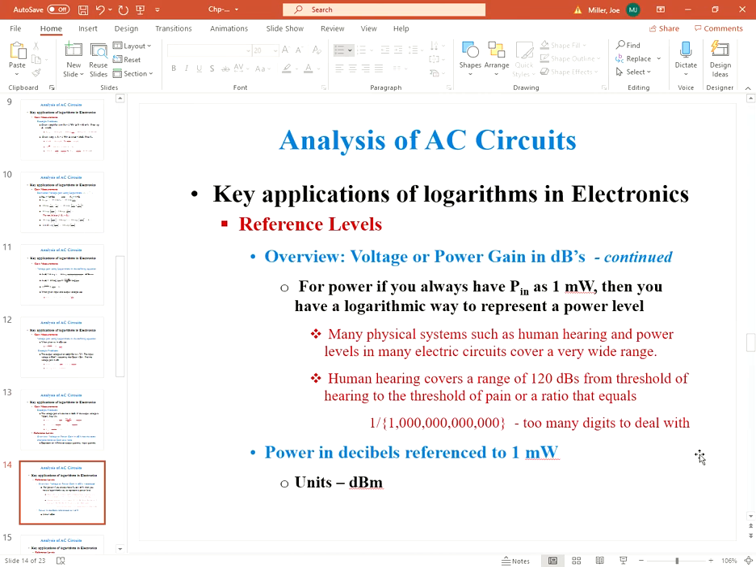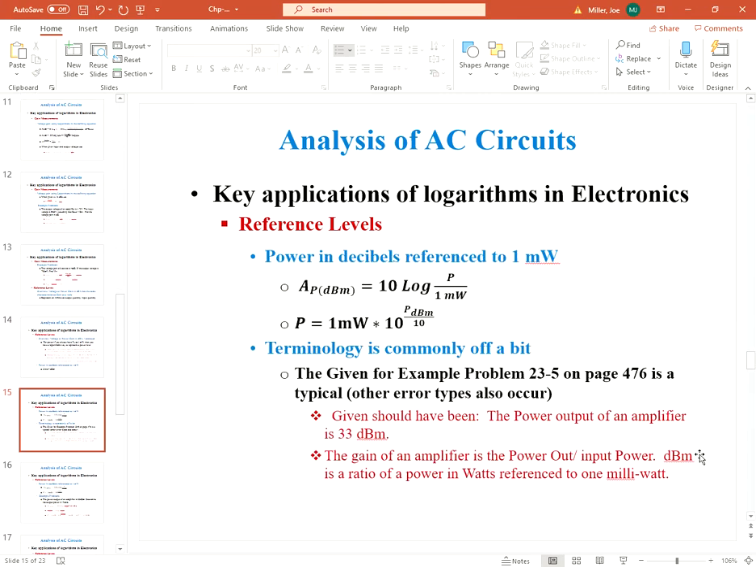Now, power levels in decibels in electronics are usually referenced to 1 milliwatt, and the units are dBm. dB for decibels, and m being for milliwatt reference. So power levels referenced to 1 milliwatt would be A_P dBm equals 10 log of whatever the power is you want to represent logarithmically divided by 1 milliwatt. Now to go the other way, P equals 1 milliwatt times 10 to the P dBm divided by 10.